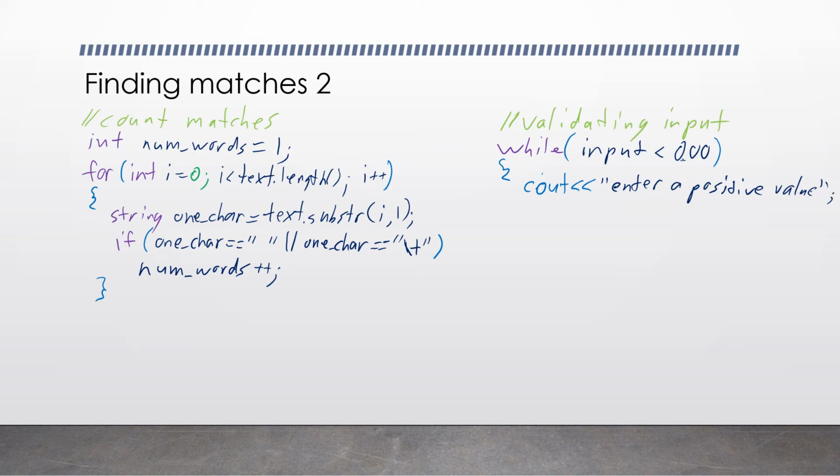Okay, and we'll cin a new input. Now if you're paying attention here, you'll notice that we missed the priming input this time, so we'd have to have a cin input up here. Okay.